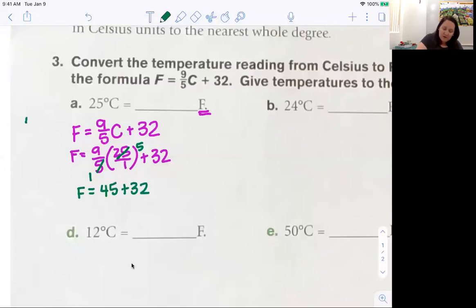And I'm going to do this vertically just so I know I have it accurate. 5 plus 2 is 7. 4 plus 3 is also 7. So 25 degrees Celsius is 77 degrees Fahrenheit.